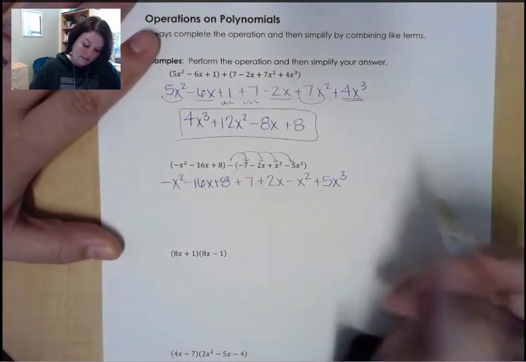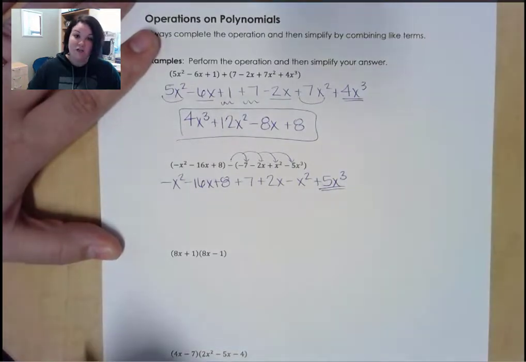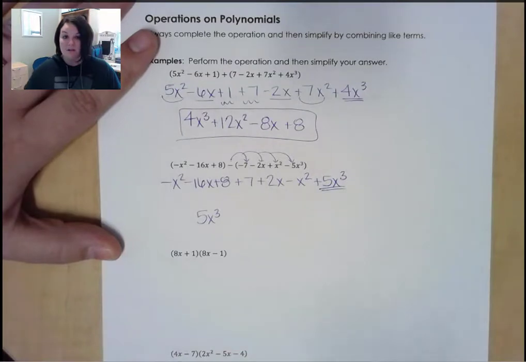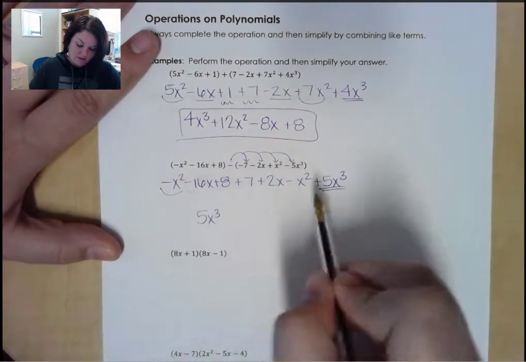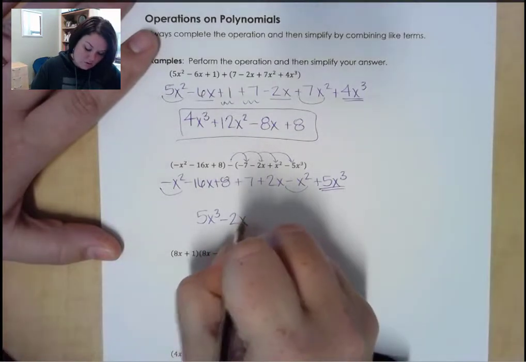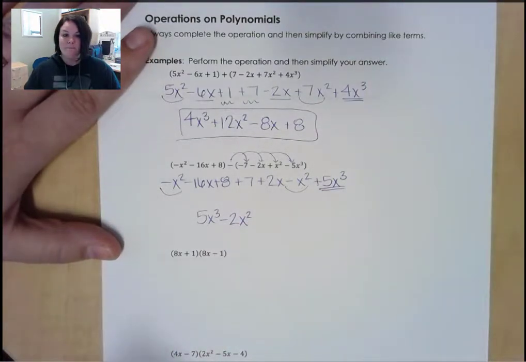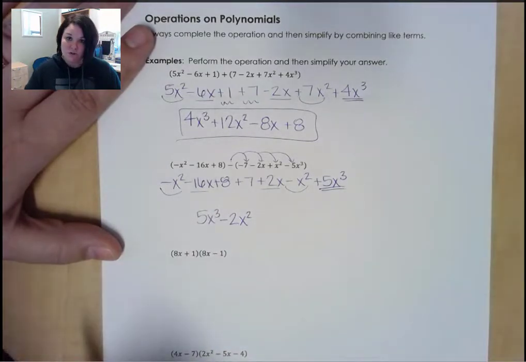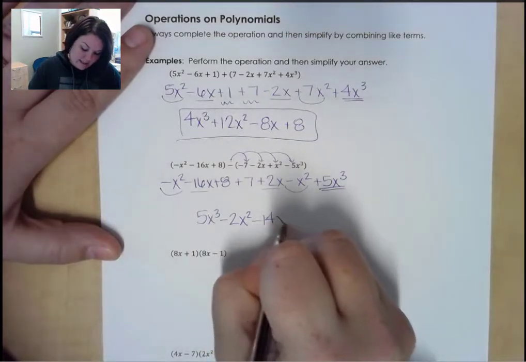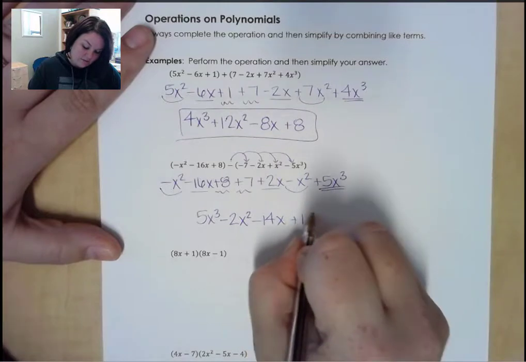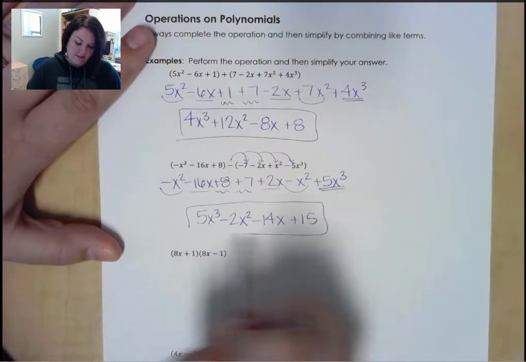So again, my highest degree term here is an x cubed. So I'm going to start with my 5x cubed. Then I go down to x squared. I have a negative x squared and a negative x squared, which when I combine those gives me negative 2x squared. Okay, and then I look at my x terms, negative 16 plus 2 leaves me with a negative 14x. And then I combine my constant terms, which is a positive 8 and a positive 7, which gives me a positive 15. And we're just going to leave it like that.